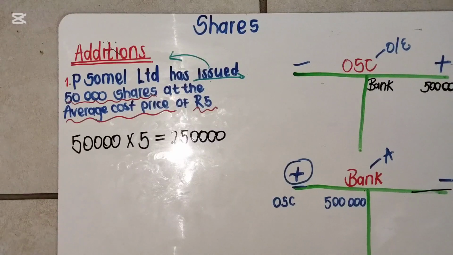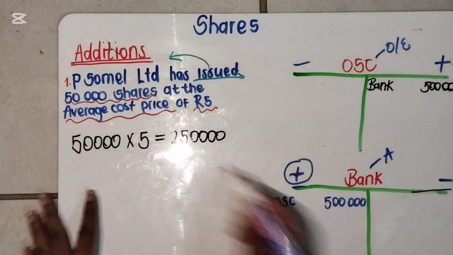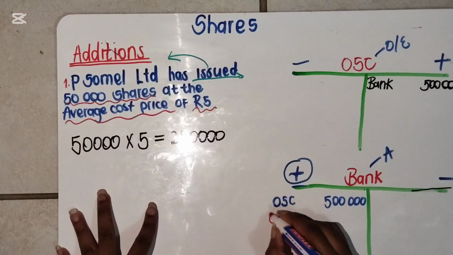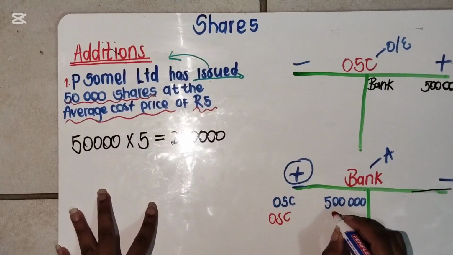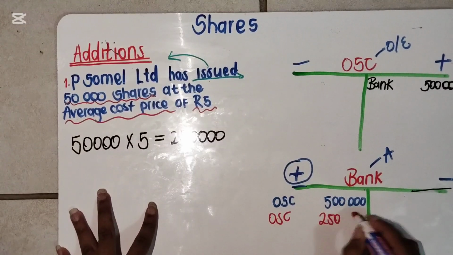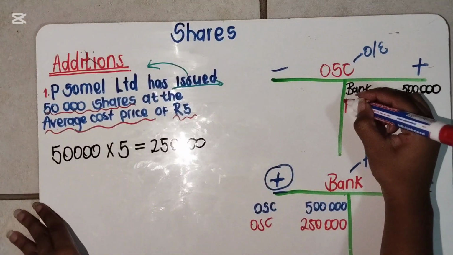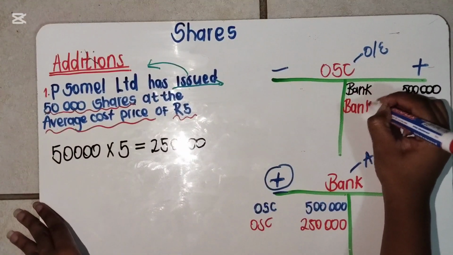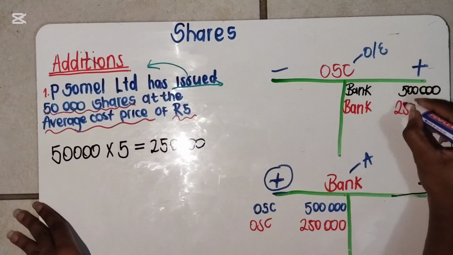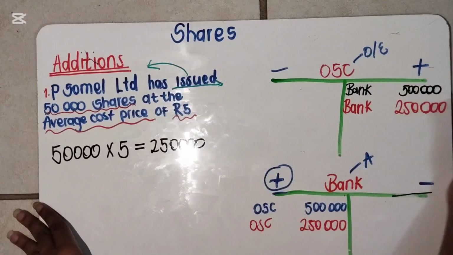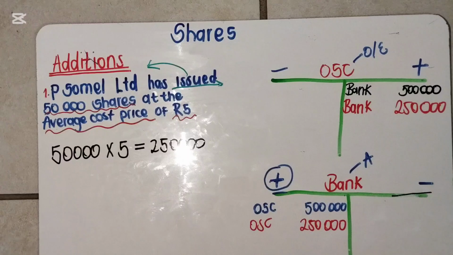You're going to account for it in the same manner. Let me use red since I used the other colors. So you're going to have ordinary share capital of 250,000. And then you're going to have bank of 250,000.